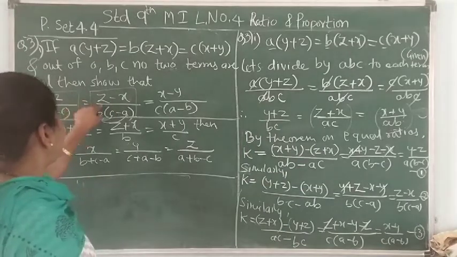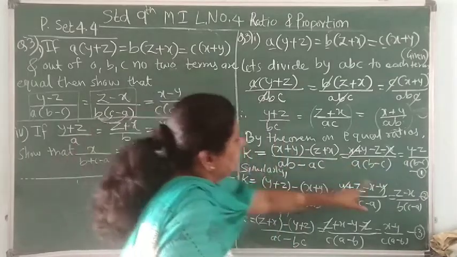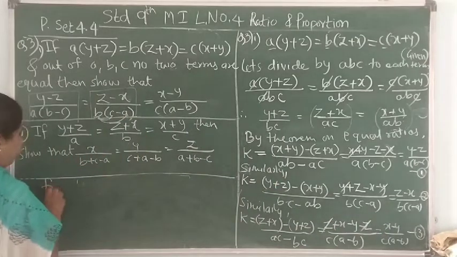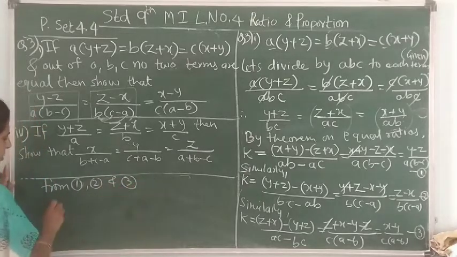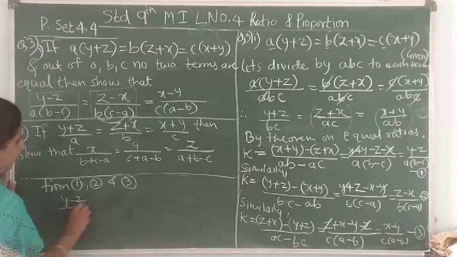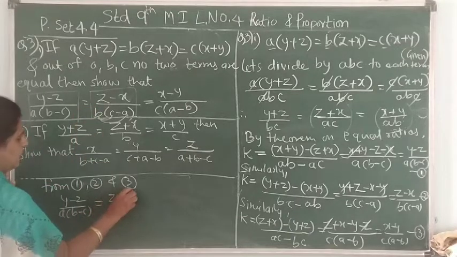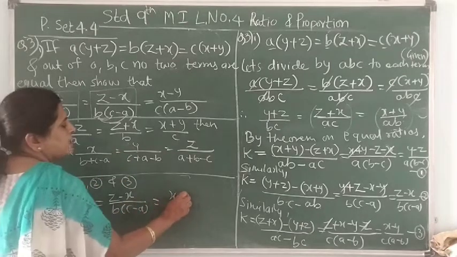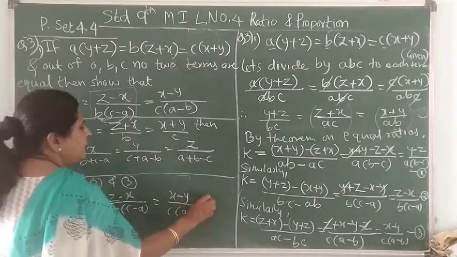Now the required three ratios which we have to show equal. From statement number 1, this ratio equals k, this ratio equals k, and this third ratio is equal to k. So we can continue here. From 1, 2 and 3, all these three ratios are equal. They are all equal to k. So you can write y minus z upon a in bracket b minus c equals z minus x upon b in bracket c minus a is equal to x minus y upon c in bracket a minus b. Hence proved.